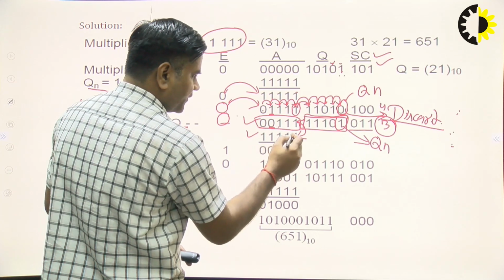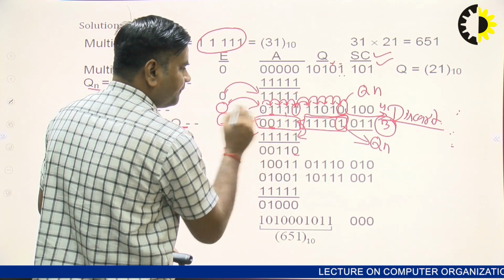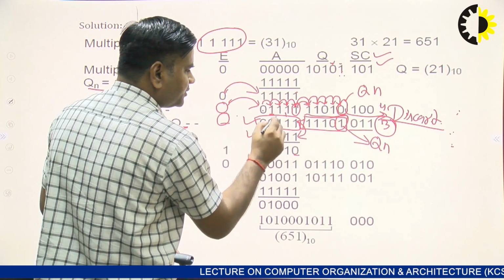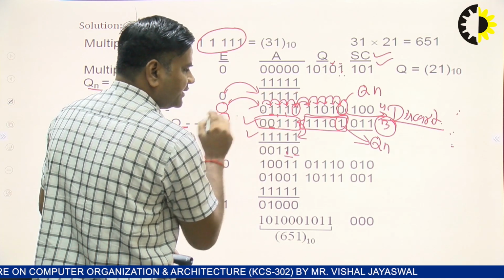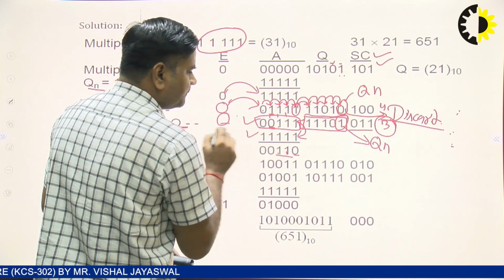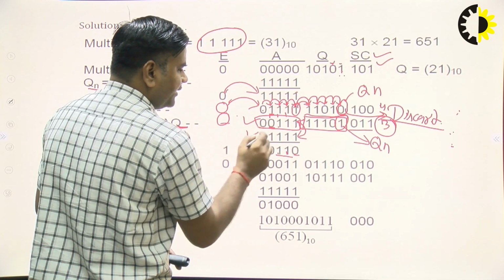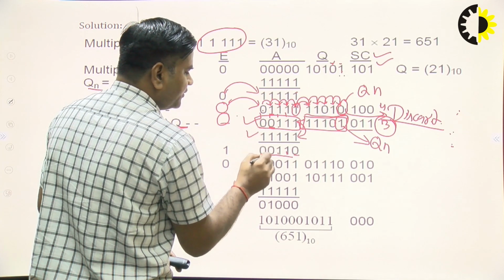1 plus 1 is 0, carry 1. 1 plus 1 is 0, carry 1, and 0 plus 1 is 1. Similarly, 1 plus 1 is 0, carry 1, and 0 plus 1 is 1. 1 plus 0 is 1, 1 plus 1 is 0, carry 1, 1 plus 1 is 0, carry 1.